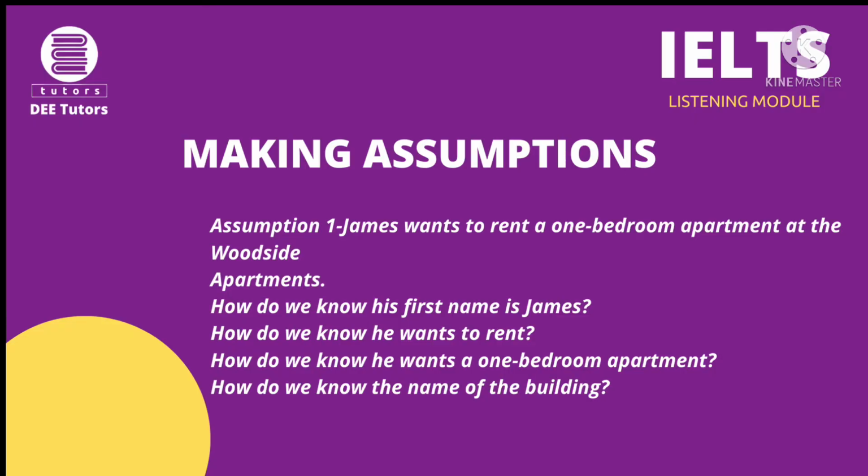The first assumption I'm going to make is that James wants to rent a 1-bedroom apartment at Woodside. How do we know that? You can see the first name on the application form. How do we know he wants to rent an apartment? It is an application form for an apartment. How do you know the name of the building? Everything is on the application form.